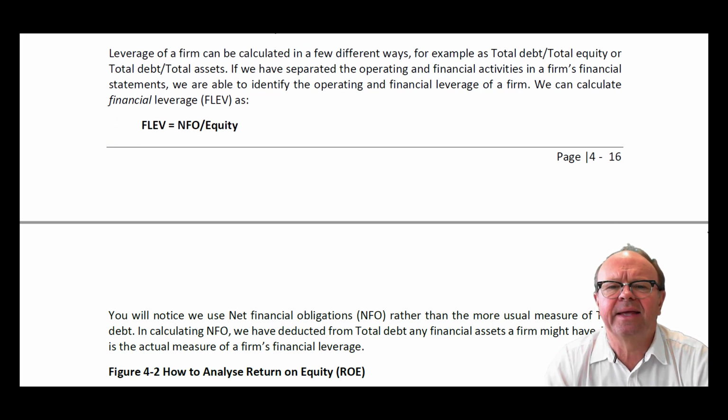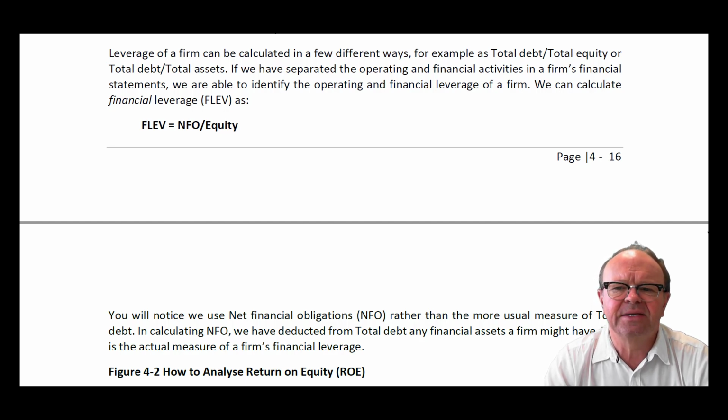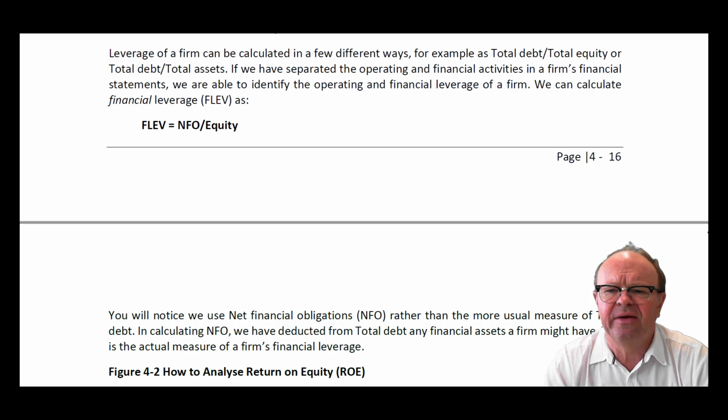Leverage of a firm can be calculated in a few different ways. For example, as total debt to total equity or total debt to total assets. If we have separated the operating and financial activities in a firm's financial statements, we are able to identify the operating and financial leverage of a firm. We can calculate financial leverage, FLEV, as financial leverage equals net financial obligations divided by equity.